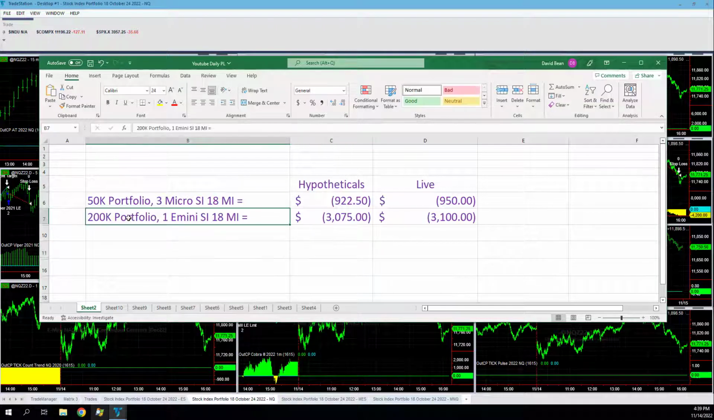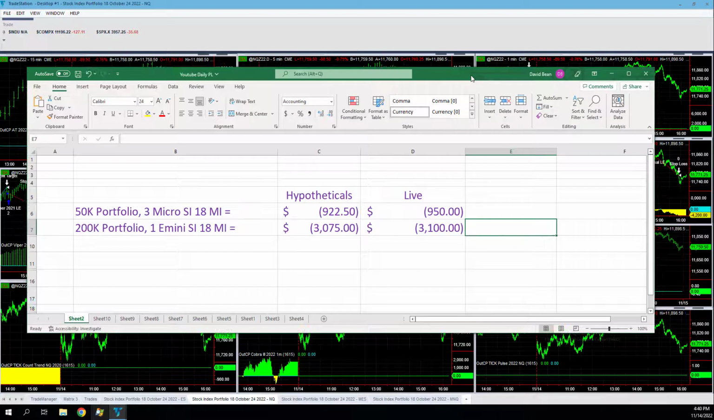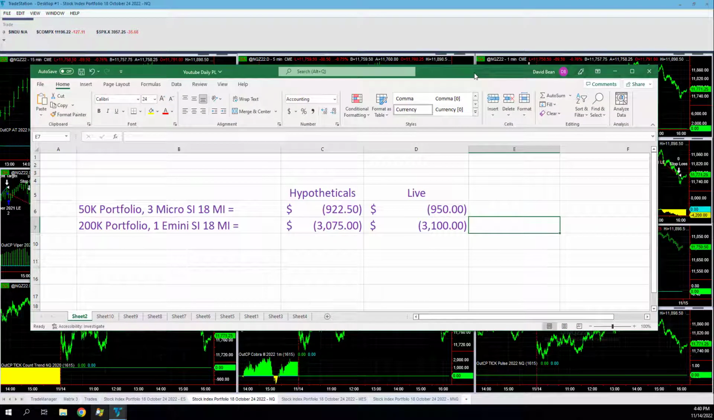Minus 3,000 today on the 200K portfolio. About $25 difference between the hypotheticals and live on both. So minus 950 on the 50K, minus 3,100 on the 200K. And so good trading results considering the type of market conditions we're in. We managed to not trade much, and you don't want to trade much in this type of market environment, and we keep our losing days smaller than our winning days.